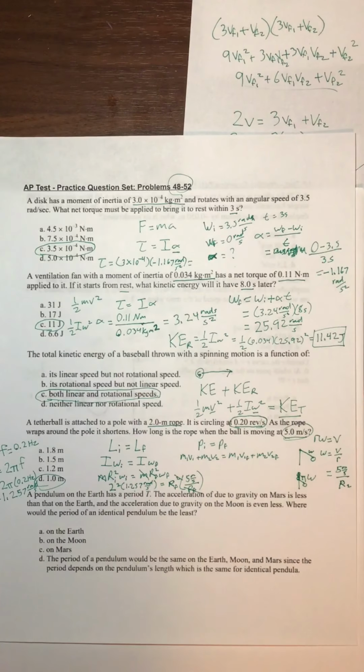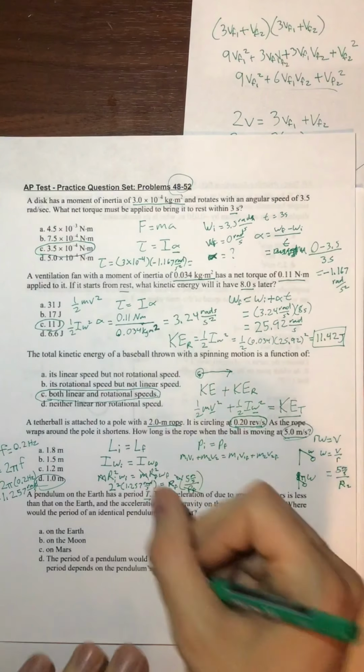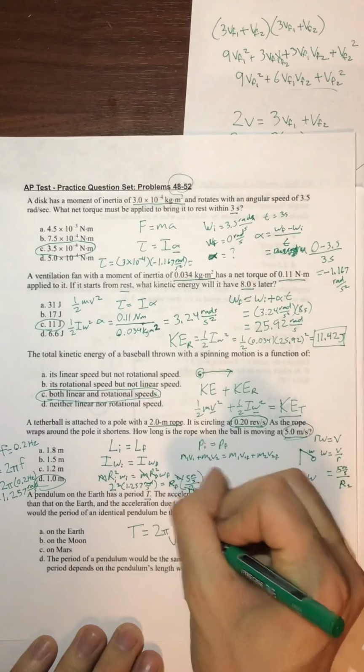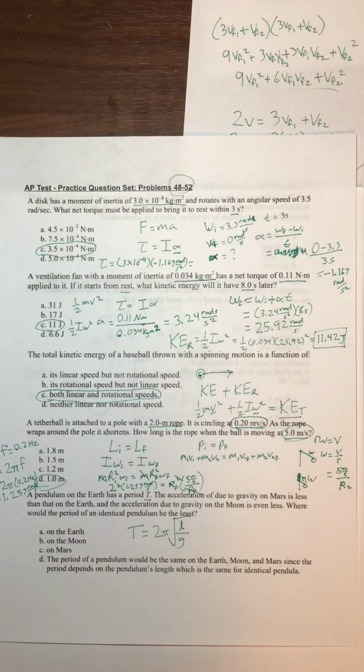Lastly, a pendulum on Earth has a period of T. As soon as you read that, you should think, okay, is there an equation for a pendulum? And there is: 2 pi square root of the length of the pendulum divided by g. The acceleration due to gravity on Mars is less than on Earth, and the acceleration of gravity on the moon is even less than Mars. Where would the period of an identical pendulum be the least?